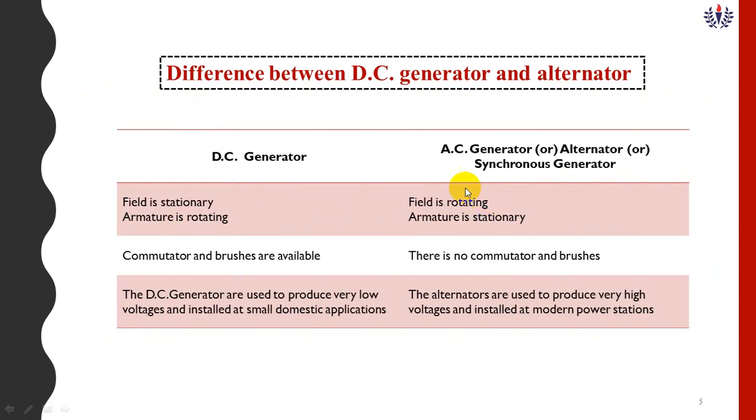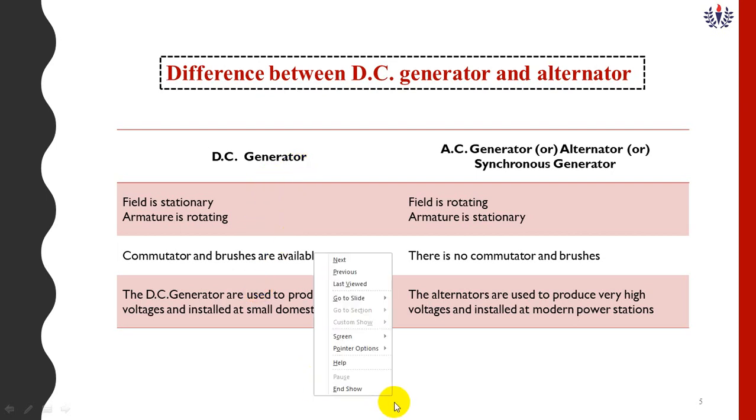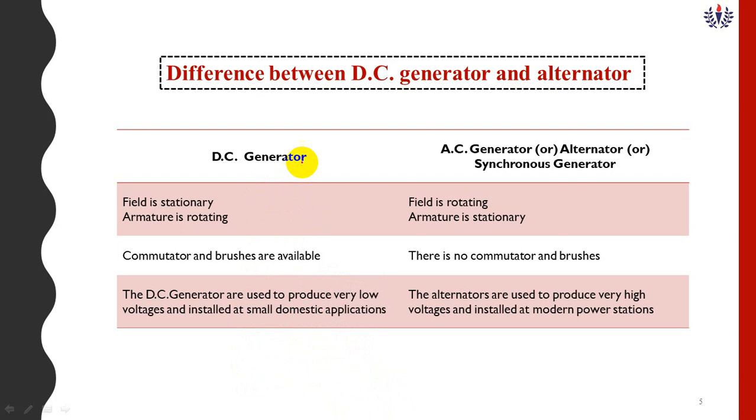Difference between DC generator and alternator. The generator operated by a DC supply is known as a DC generator. Here the field is stationary, and the armature is the rotating part.